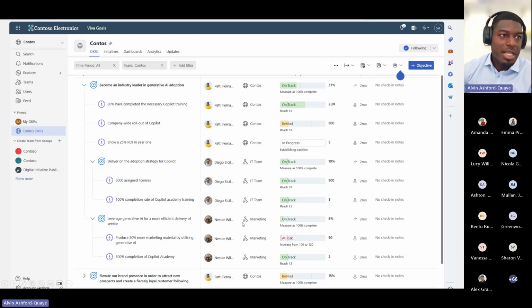That's the example. Now, in the same breath, the marketing team also has accountability to this overall objective here, which is to leverage generative AI for more efficient delivery of services. And it's given you some tangible examples and key results: 100% completion of Copilot Academy training, but also producing 20% more marketing material by utilizing generative AI. Those are the actions that the marketing team is going to take. And I've also shown you the actions that the IT team is going to take to contribute to that overall objective. And as you can see, for each of these, we can see exactly where they are in the process.